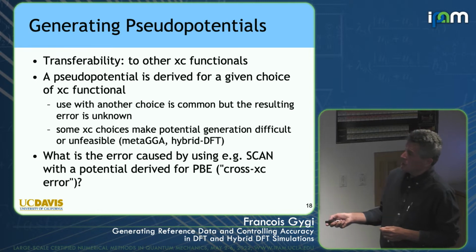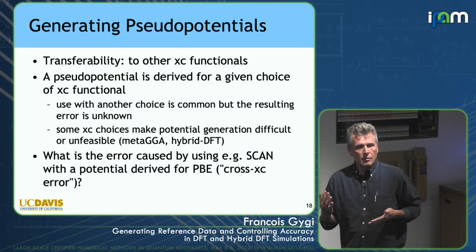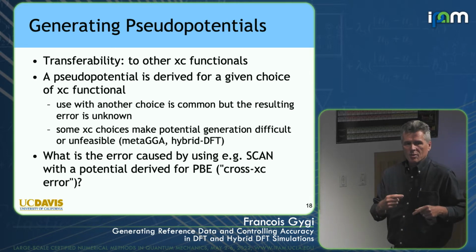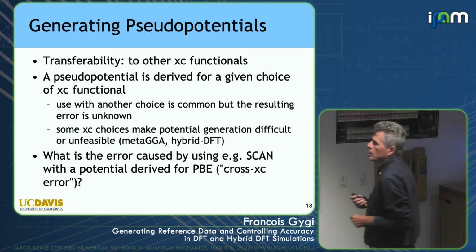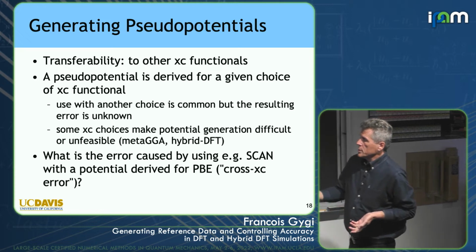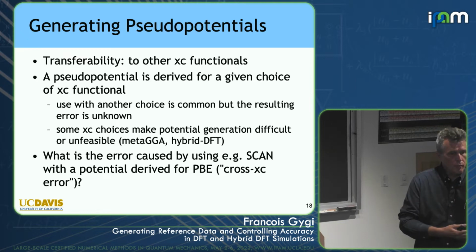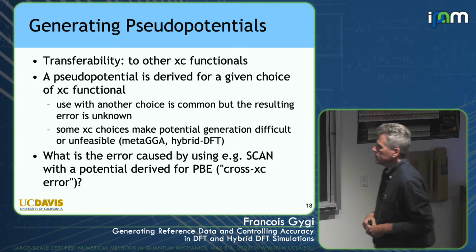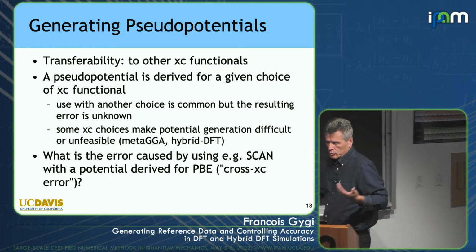The other thing is, some of these exchange correlation choices make it difficult or impossible to actually invert the Schrödinger equation. One example is meta-GGA, where the potential depends on gradients of the orbitals, and hybrid DFT also, which is problematic. So one question we have is, for instance, what would be the error I make if I use a pseudopotential that was generated with a PBE functional, but then I use a SCAN functional instead? How bad is that? I call that a cross-XC error, using two different functionals.